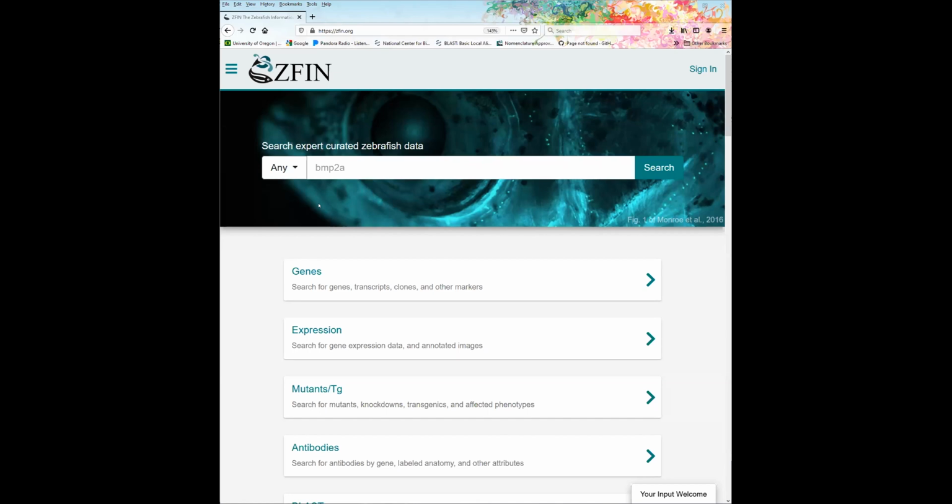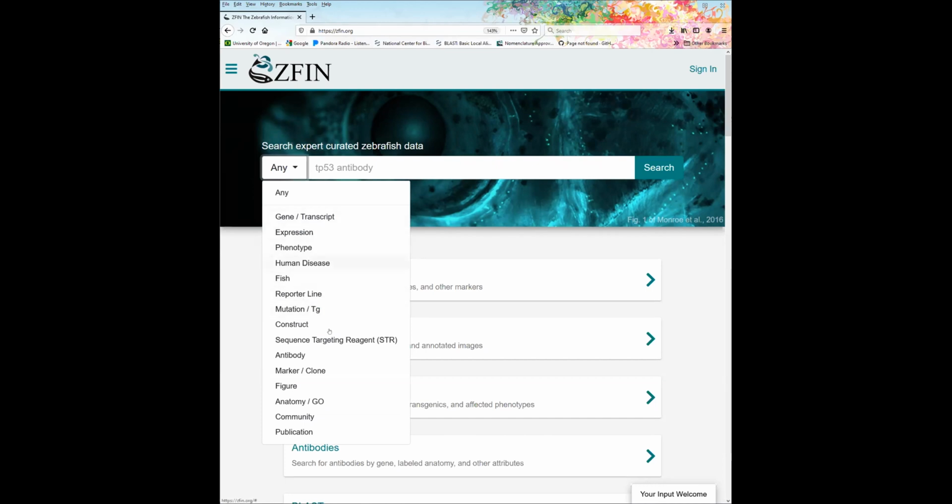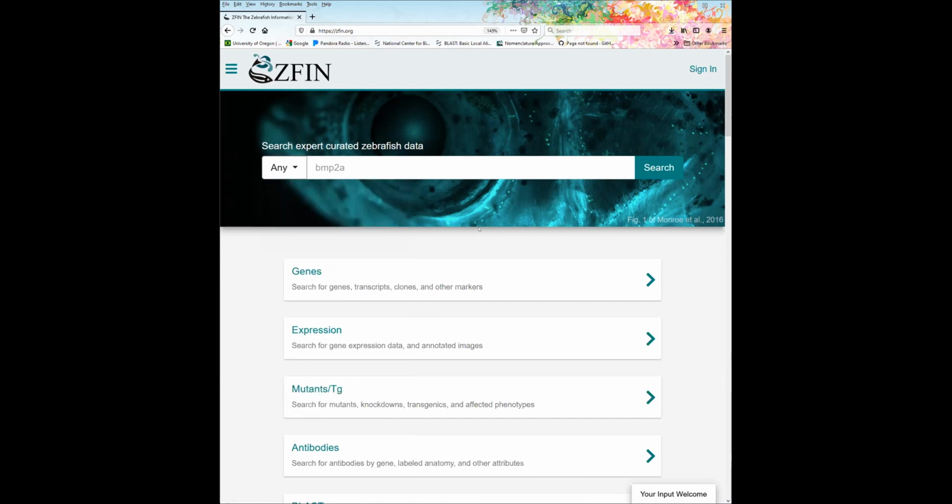ZFIN is the model organism database for zebrafish research. We display genomic, genetic, gene expression, phenotype, and disease model data. And we try and make it easily searchable through various routes and at our home site. We are participating in the Alliance of Genome Resources, where we're trying to bring together multiple species data from the various model organism databases to facilitate understanding of gene expression, phenotypes, and disease models.